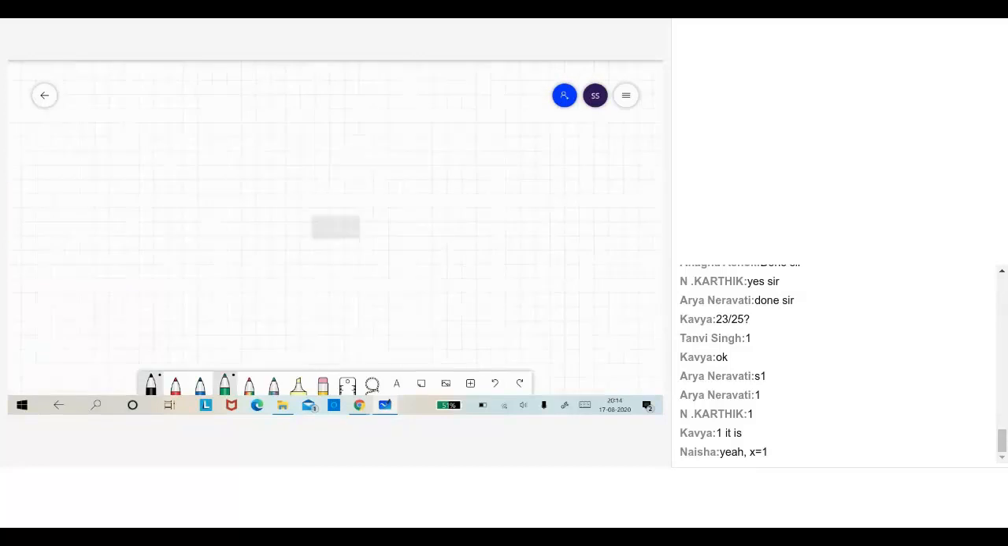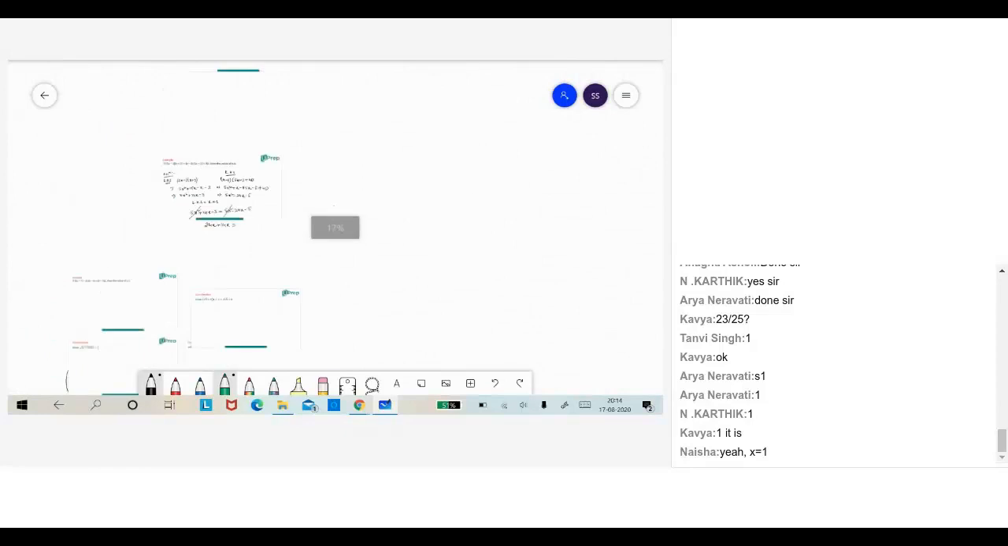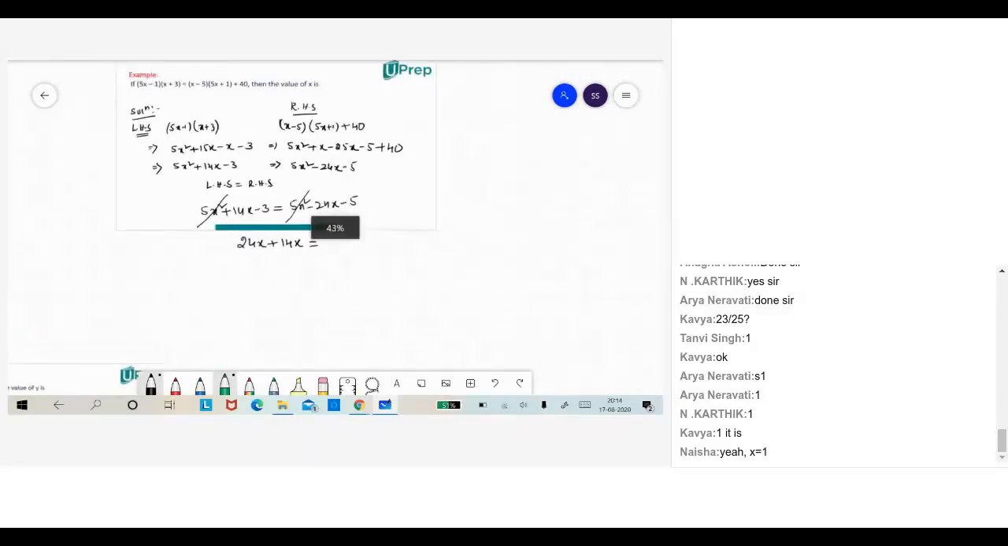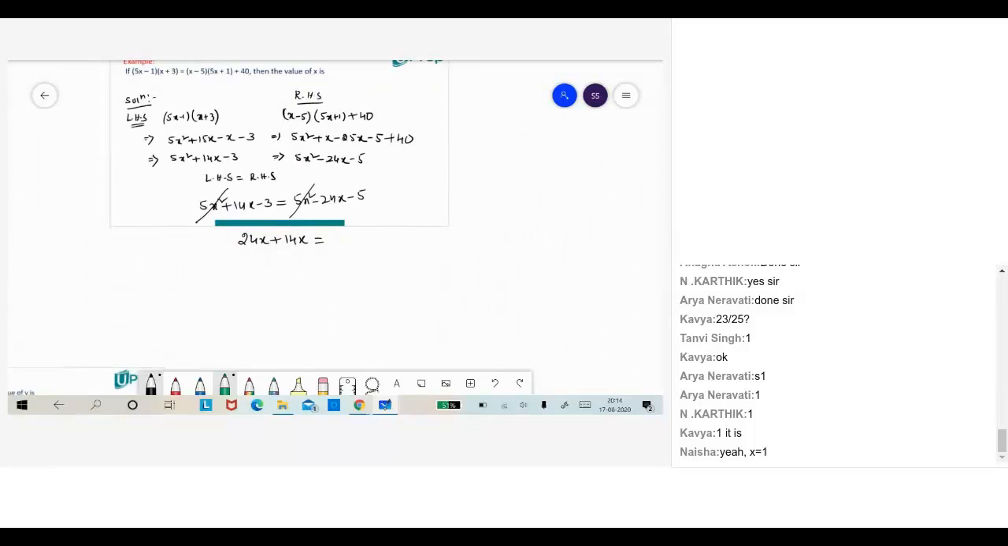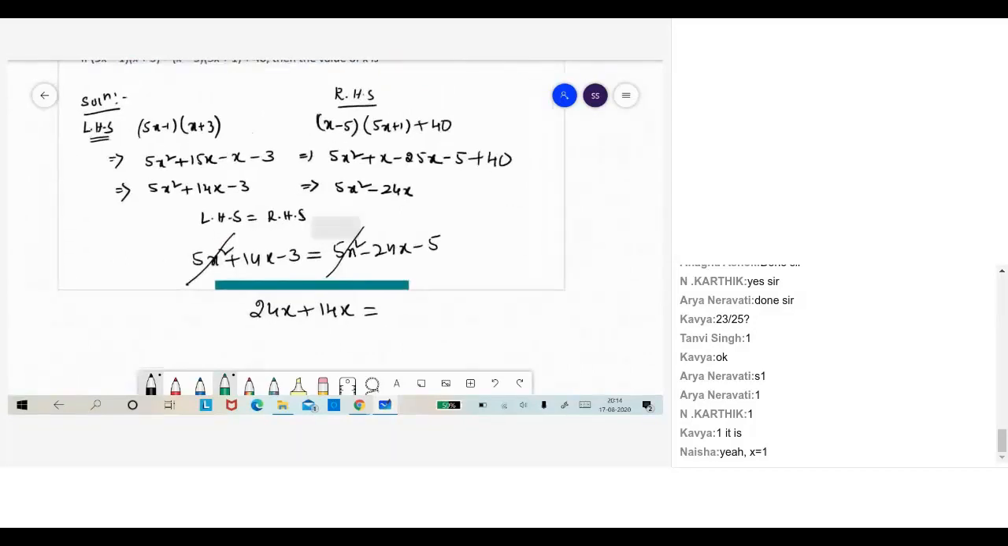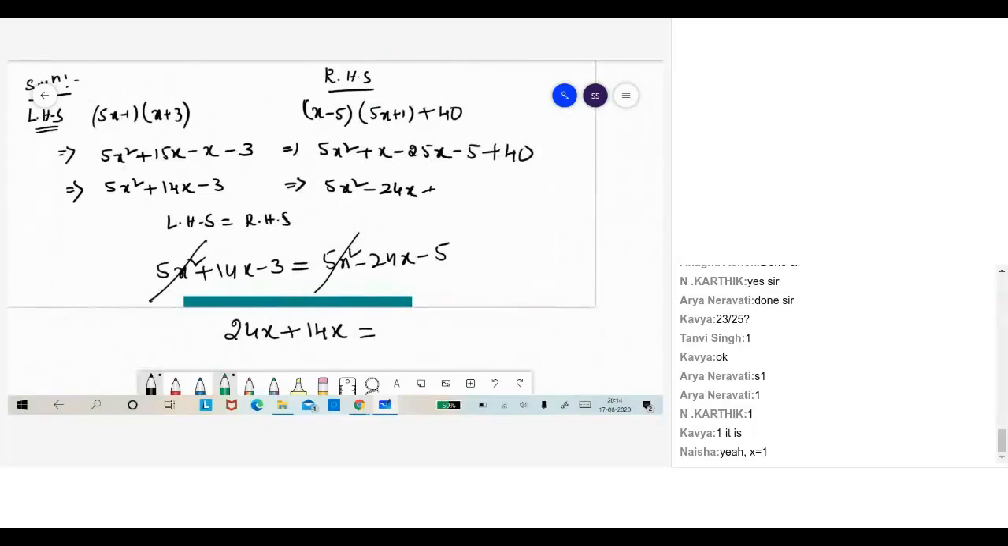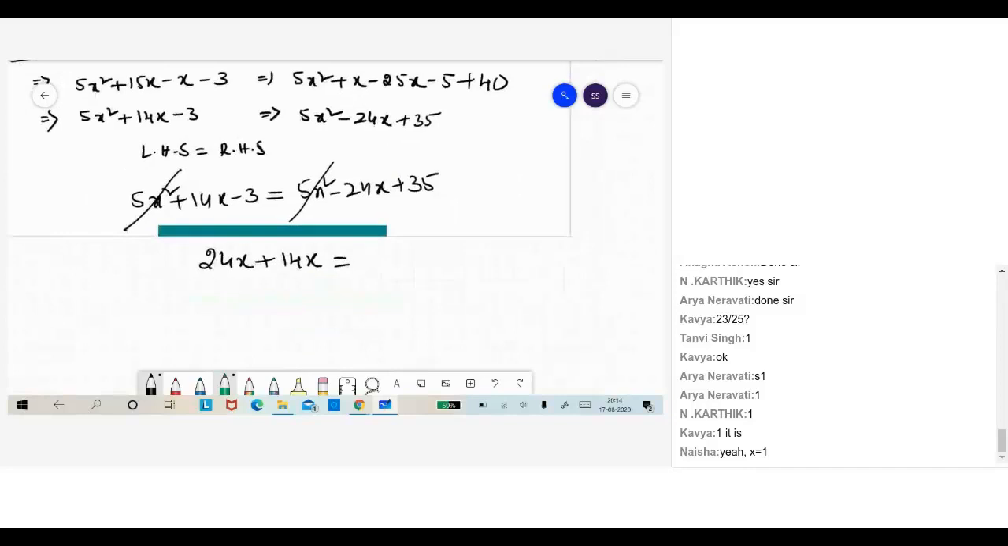What is the value you have? Just a second. The value is plus 35 now. It's plus 35. Let me change this. We forgot 40, so this becomes plus 35. Okay, now this is perfect.